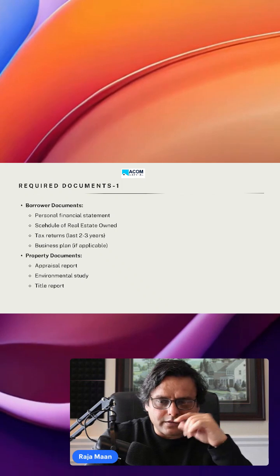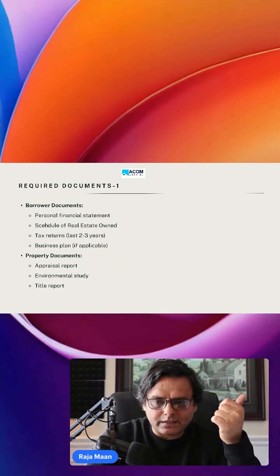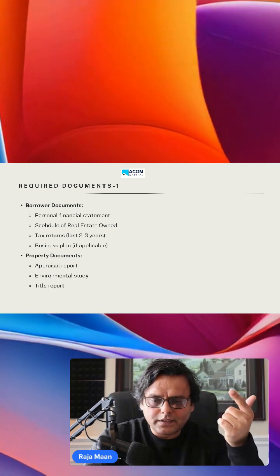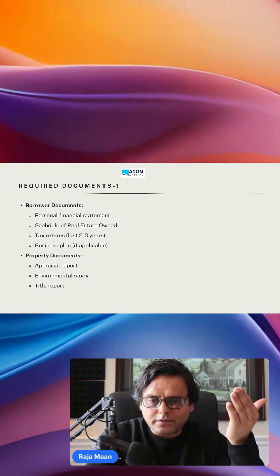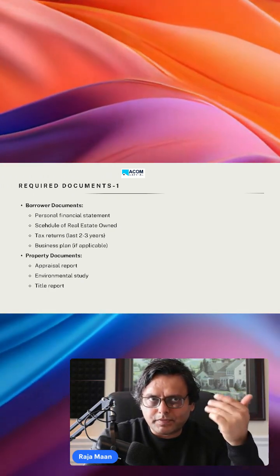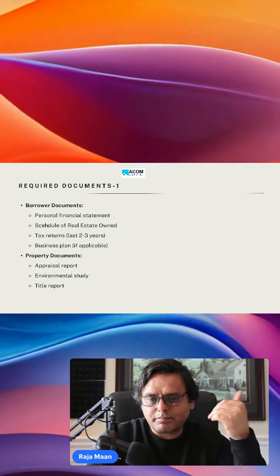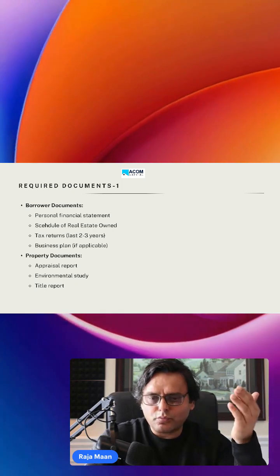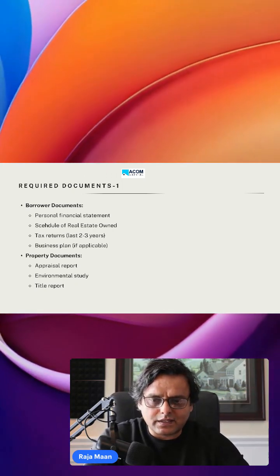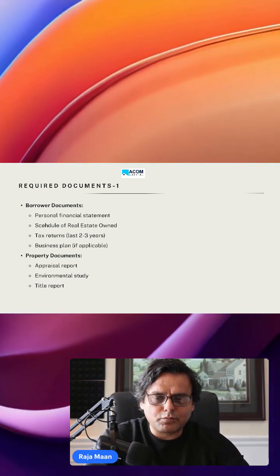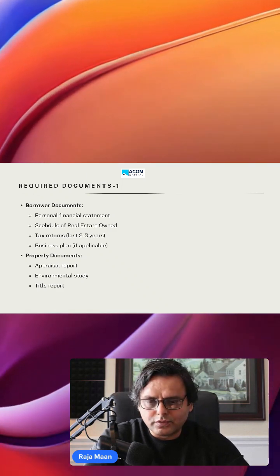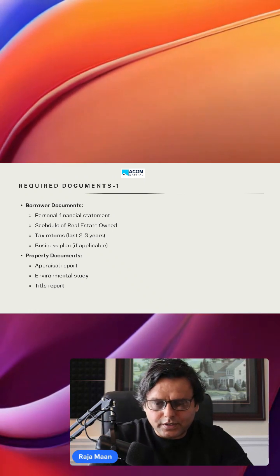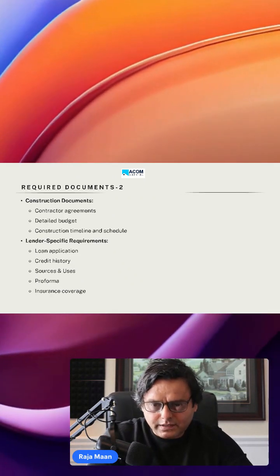Property documents, appraisal report, environmental study, and title report. These can come later. Property appraisal report: sometimes builders already have it based on the as-is value and complete value, which makes sense and makes it much easier to qualify for the loan. We already know what the property value is going to be after completion, if the appraisal is legit.